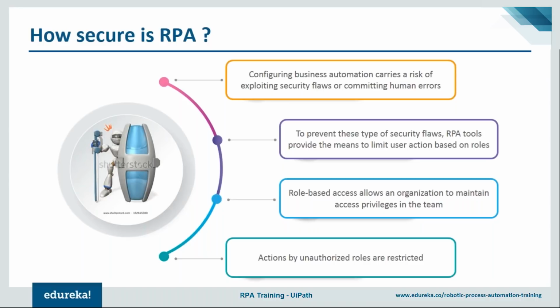Because when you're automating, basically you're giving all your credentials inside a particular variable. So this variable could be exploited by a hacker or by someone who's trying to gain access to your system. So you have to be very careful whenever you are automating a business process which involves credentials. RPA tools provide the means to limit user action based on rules. So the user actions can be restricted by creating roles.